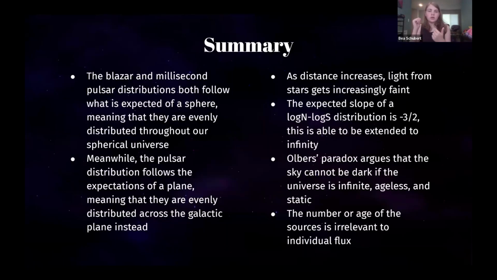And in conclusion, we can summarize that the blazar and millisecond pulsars both approximately follow what is expected of a sphere. Meanwhile, the pulsar distribution follows the expectations of a plane, meaning that they're evenly distributed across the galactic plane instead. Also, we know that as distance increases, stars get increasingly faint. The expected slope of a log N log S distribution in most cases is -3/2. Olber's paradox argues that the sky cannot be dark if the universe is infinite, ageless, and static. And, of course, the number or age of the sources is irrelevant to individual flux.